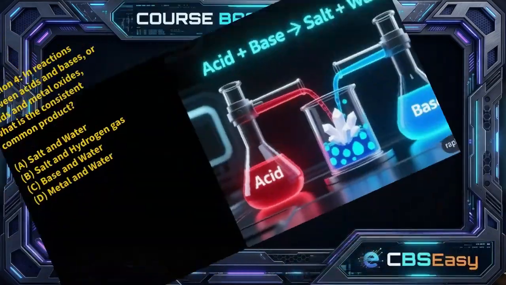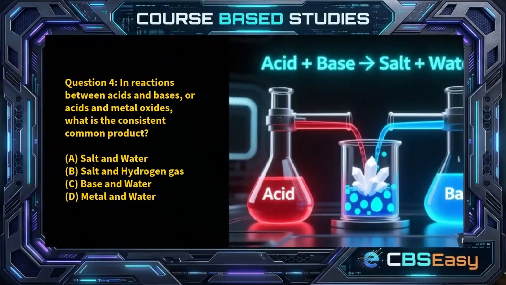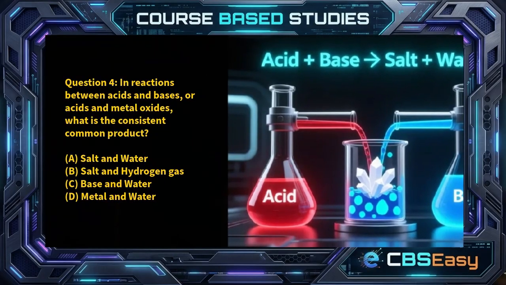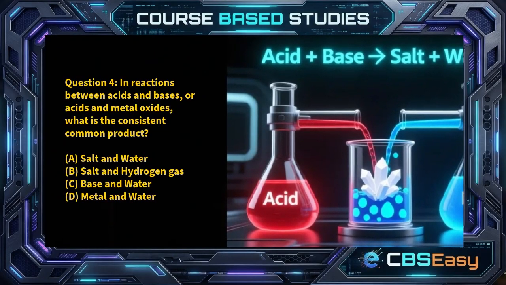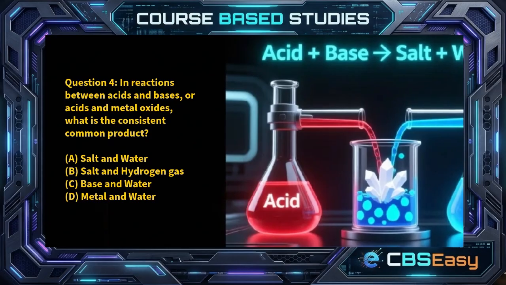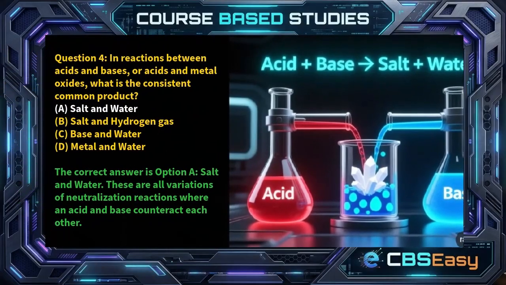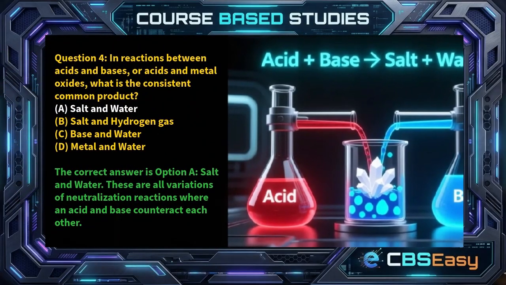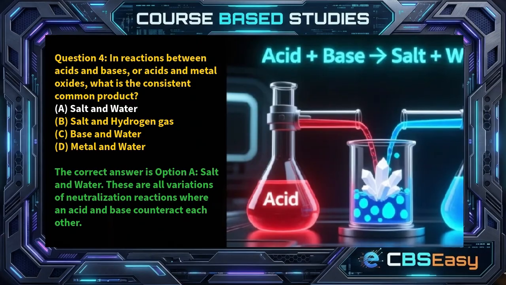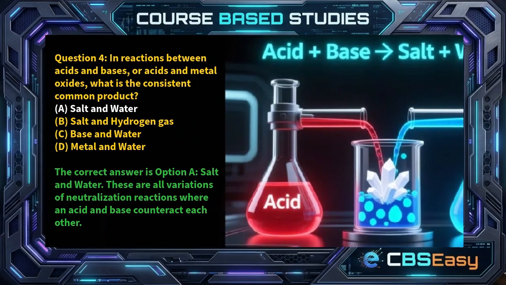Question 4. In reactions between acids and bases or acids and metal oxides, what is the consistent common product? The correct answer is option A, salt and water. These are all variations of neutralization reactions wherein acid and base counteract each other.